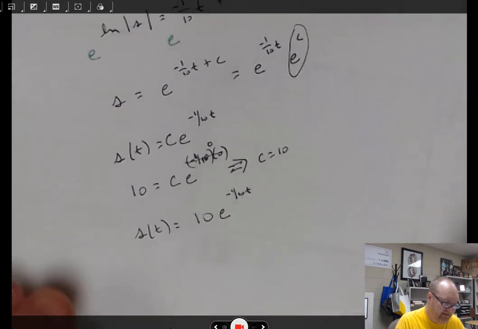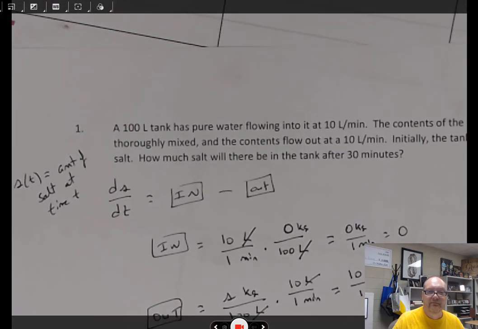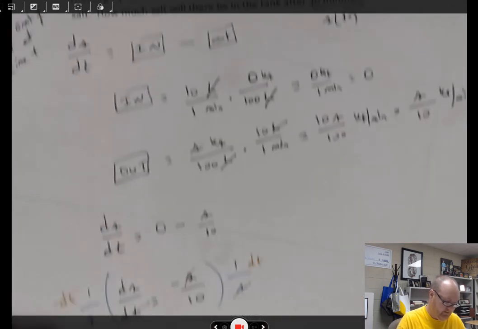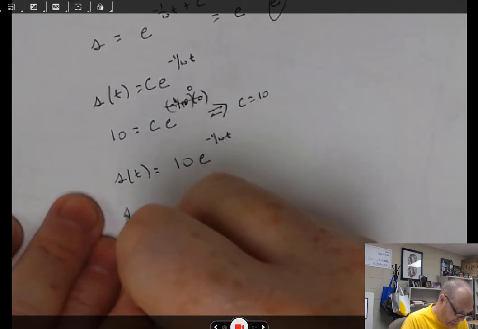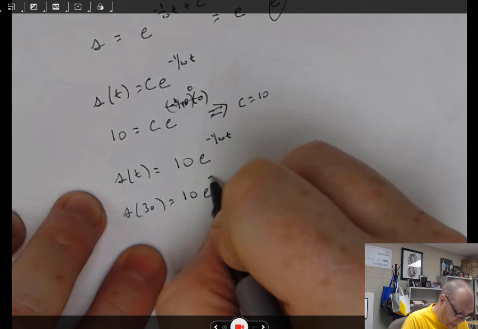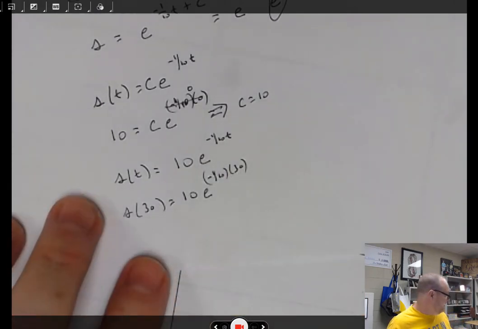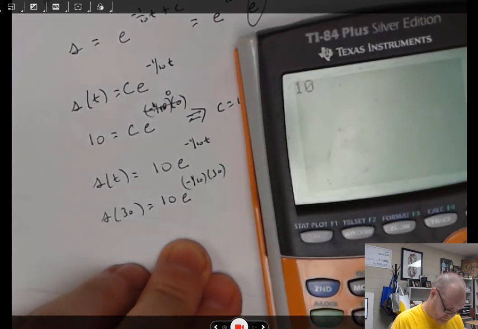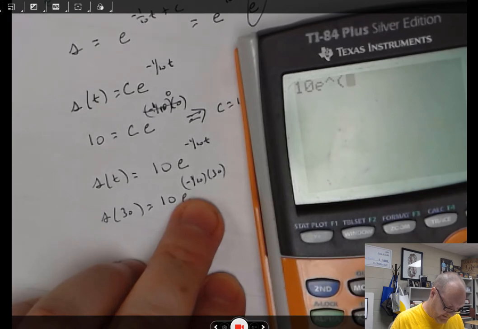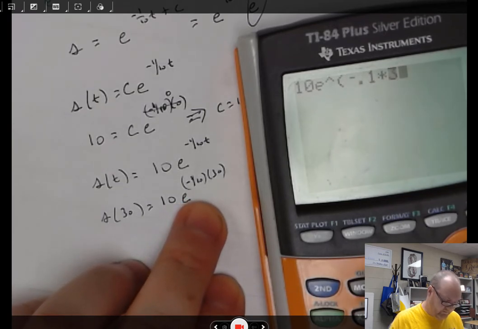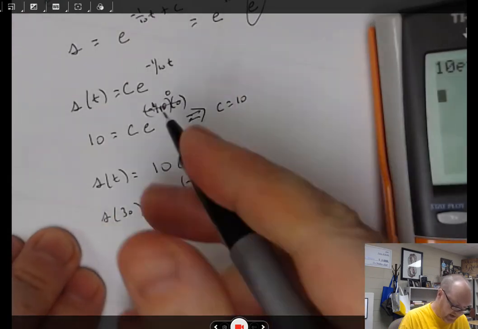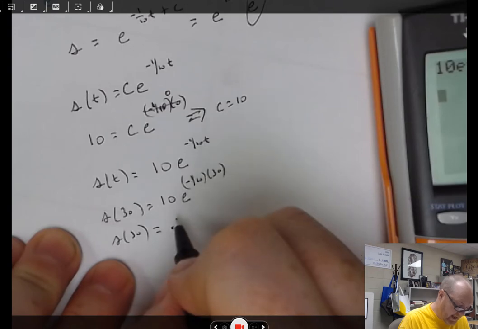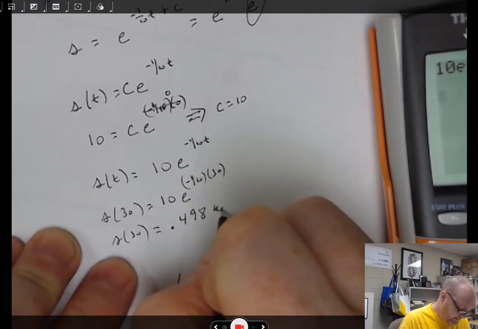In particular, we're interested in the amount of salt after 30 minutes. So ultimately, I want to find S at 30. So S at 30 is equal to 10 e to the negative 1 over 10 times 30 power. And I'll let my calculator, of course, do all that arithmetic for me. So 10 e to the negative 1/10, I'm going to put that in as a decimal, times 30. Looks like after S of 30, there is 0.498 kilograms of salt.